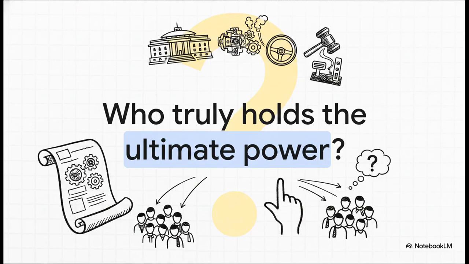So, we've mapped the blueprint, we've seen exactly how power is divided, we've watched the legislative engine roar, the executive steering wheel turn, and the judicial brakes engage. But I really want to leave you with this provocative thought. With the legislature making the laws, the executive steering the ship, and an increasingly active judiciary guarding the Constitution, who truly holds the ultimate power in this complex machine? Is it the institution, or is it the people who elect them? Keep that question in the back of your mind as you continue your studies.